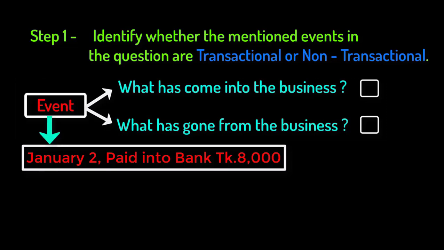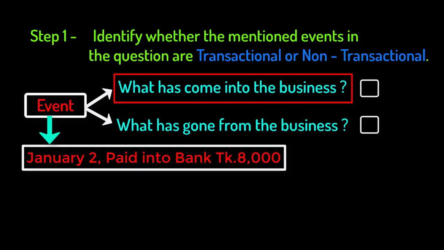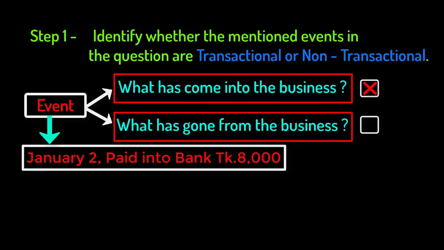Look at this event. January 2, paid into bank taka 8,000. Now ask yourself, what has come into the business? Nothing, isn't it? Why nothing? See here, the company just deposited the money into the bank, but in return the company didn't get anything. Okay? Now ask yourself again, what has gone from the business? The answer is cash. Why cash? Because for paying cash into the bank, cash is going out from the business.